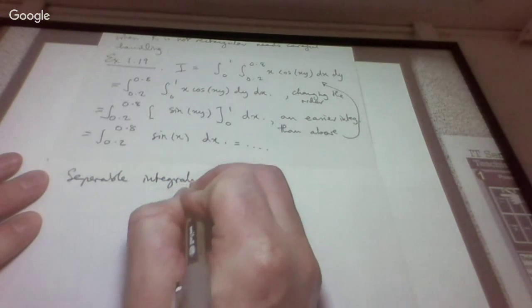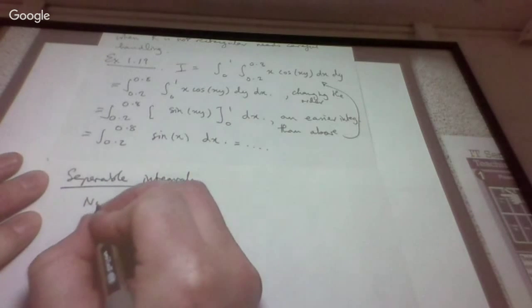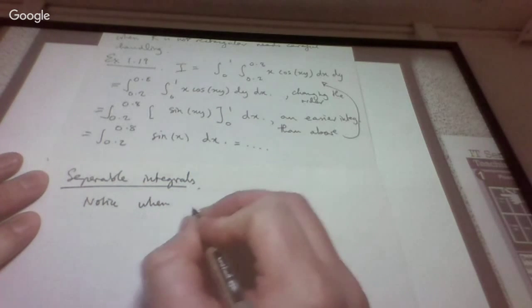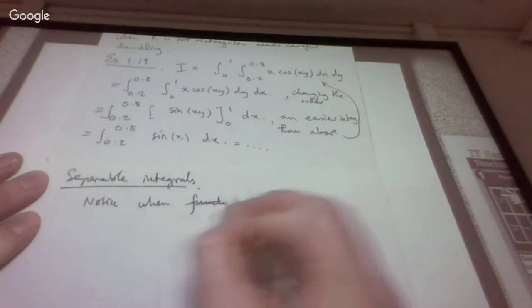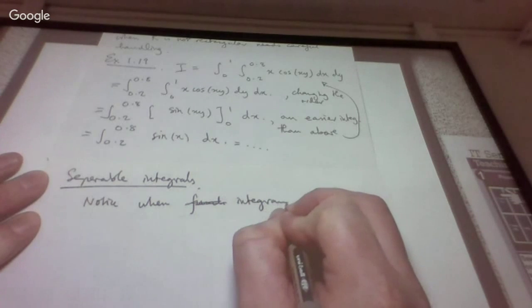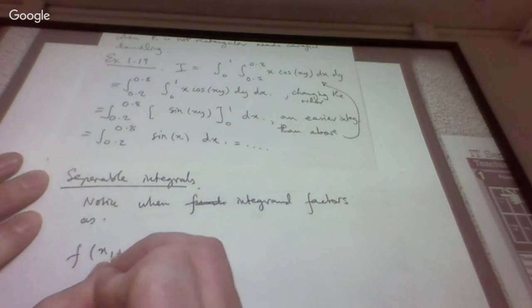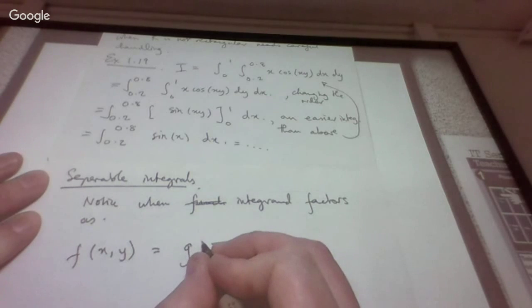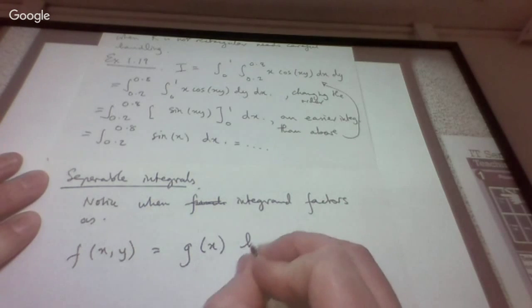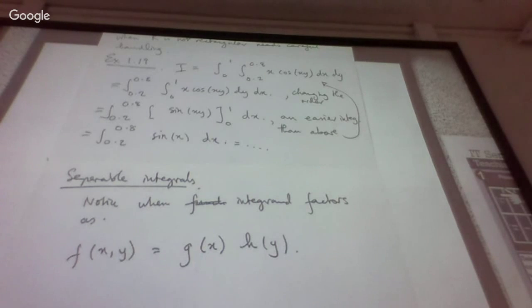These are double integrals where the integrand factors. So you start off with a function of two variables, but if it's possible to factorize that, to take all the dependence on x into one function, g of x, and all the dependence on y into another function, h of y, and if f is simply the product of those two, it factorizes into everything to do with x times some other expression which is everything to do with y.